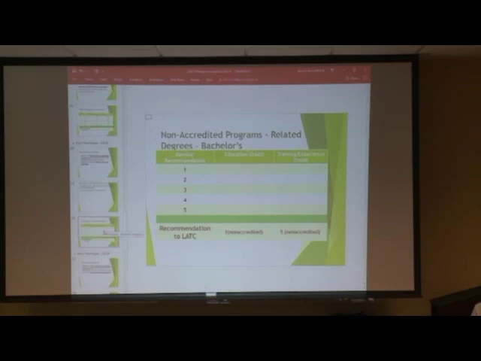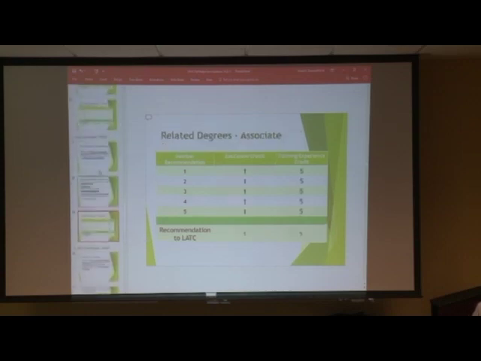Right, so this is just related degrees. So all related degrees, consider them as a whole. All related and unrelated degrees. So it's basically you're either accredited or non-accredited or everything else.